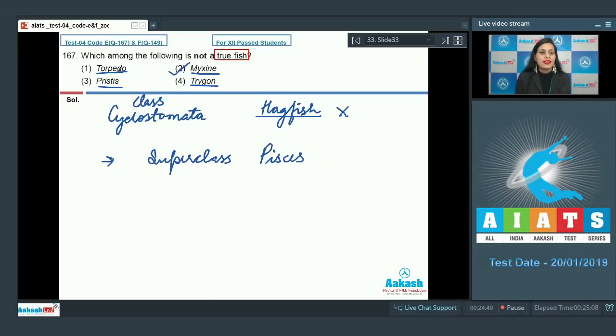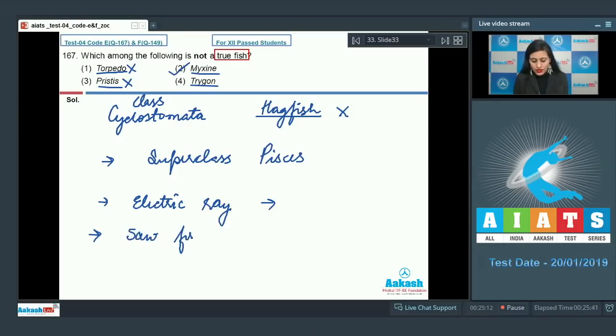The first option given is torpedo, and this is an incorrect option. Torpedo, which is commonly known as electric ray, belongs to the class Chondrichthyes. It's a cartilaginous fish, and as it is a true fish, so this cannot be a correct answer. The next option given is pristis, and this is also an incorrect option. Pristis, which is commonly known as sawfish, also belongs to the class Chondrichthyes. So these two are cartilaginous fishes and true fishes. So pristis cannot be a correct answer.